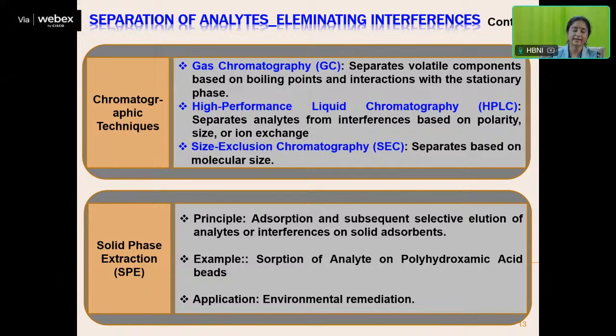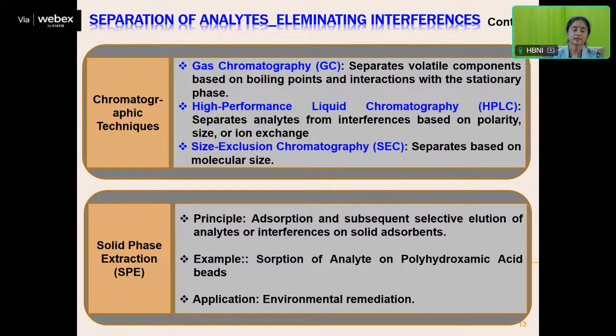Now, chromatographic techniques are there, in which there is gas chromatography, which separates volatile components based on boiling points and interactions with the stationary phase. HPLC, that is high performance liquid chromatography, which separates analytes from interferences based on polarity, size, or ion exchange. And size exclusion chromatography, which separates based on the molecular size of the analyte.